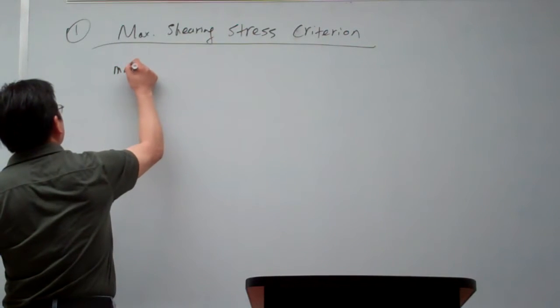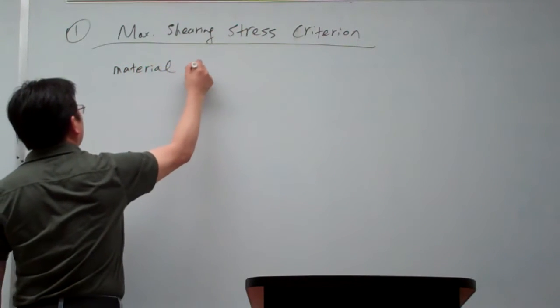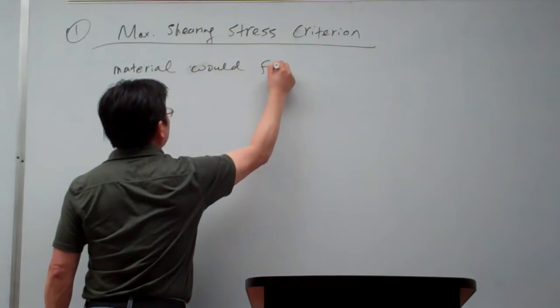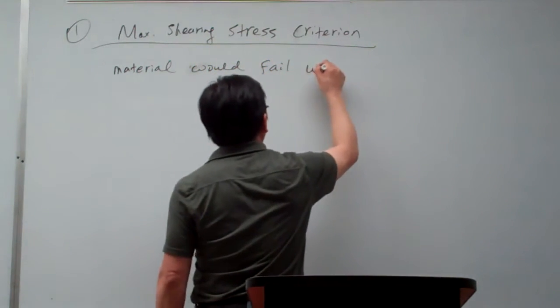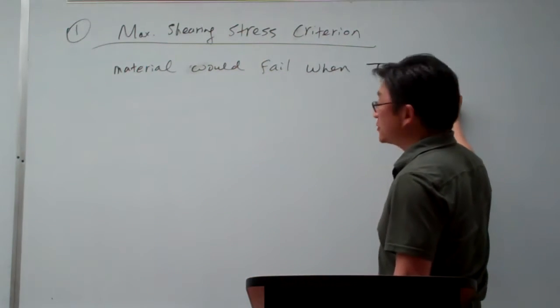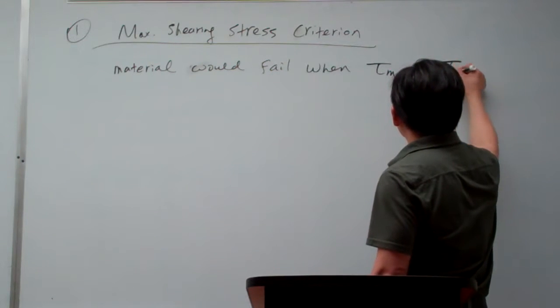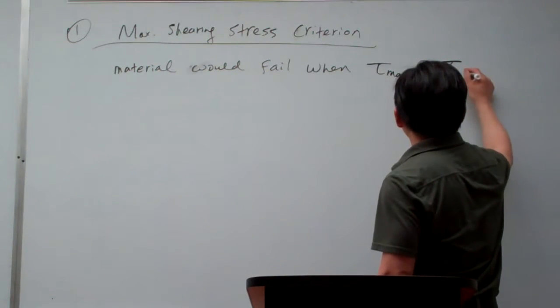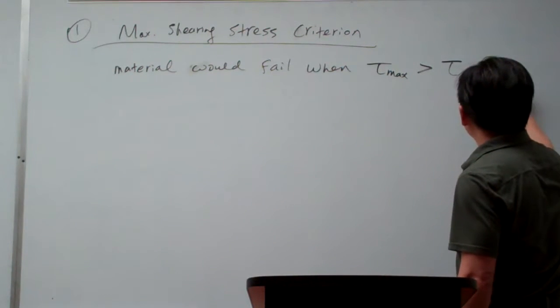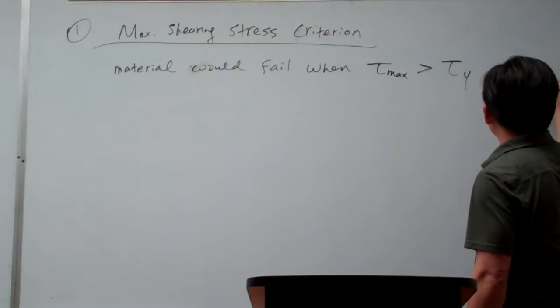The material would fail when its maximum shear stress is greater than its yielding stress. And sigma y denotes the yielding.